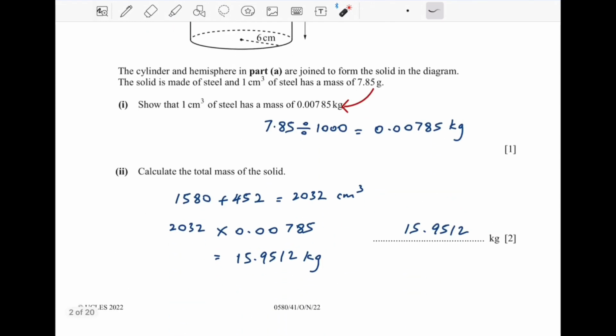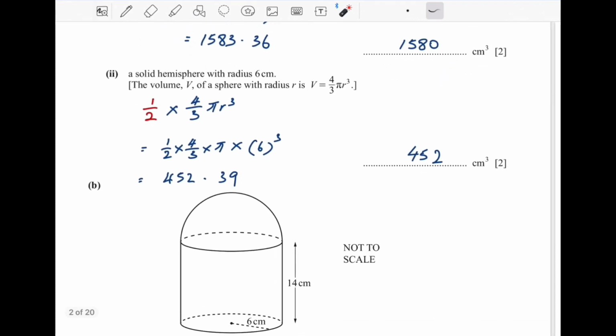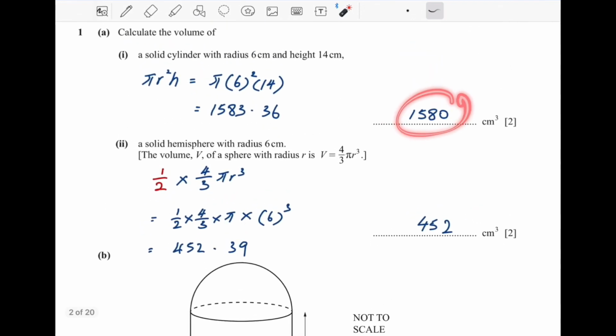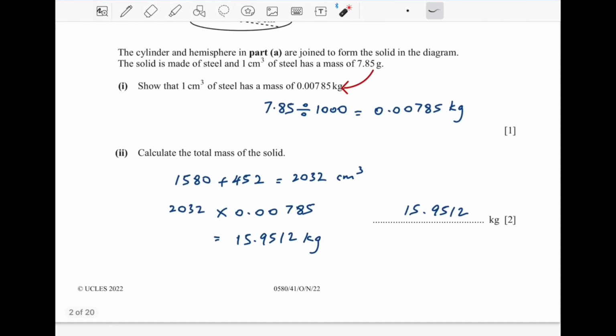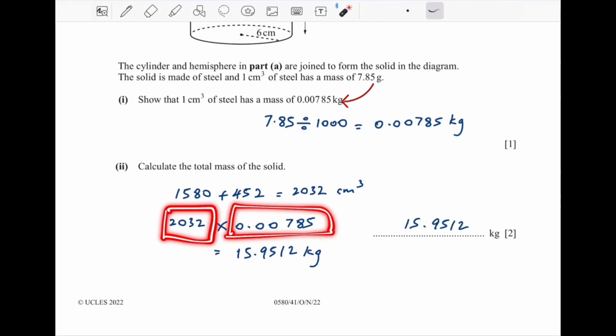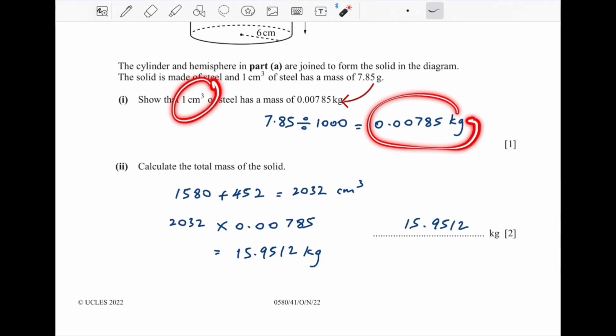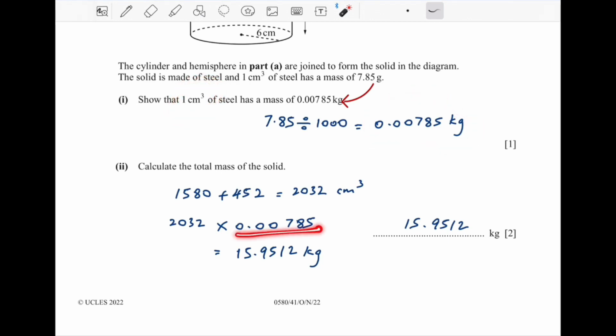So now we are finding the total mass. This is the volume of the cylinder, plus the volume of the hemisphere. Sum it up, that's the volume of the compound solid, and we are changing the volume into the mass by multiplying, following the ratio of 1 cm cubed to 0.00785 kg. So we multiply it, your answer will be in kg. Okay, write the exact value, that's the answer for kg.